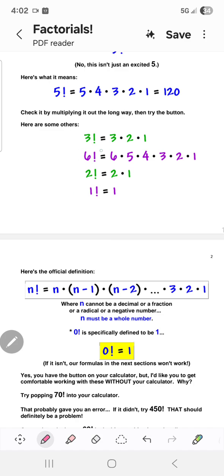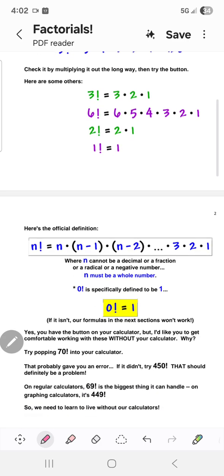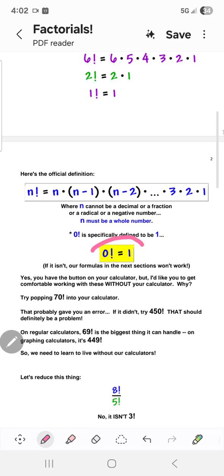Same thing here: 3 factorial is 3, 2, 1. Then 6 factorial, 2 factorial, 1 factorial. 1 factorial is 1. One thing to note: 0 factorial is 1. We do this because it makes the equations work better.